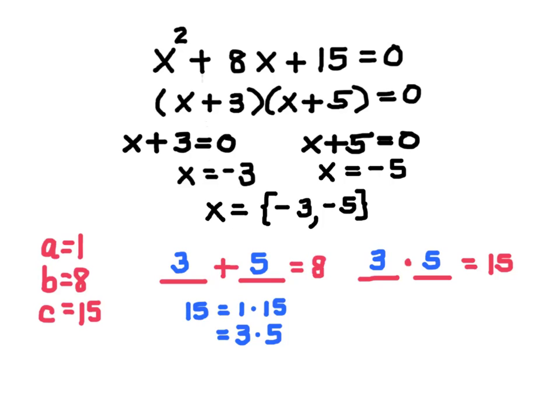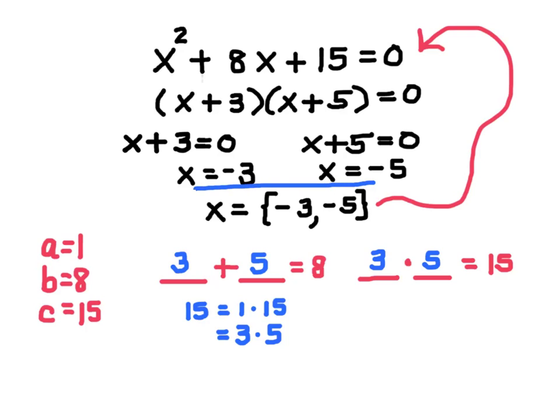We should certainly check our solutions by plugging them back into the original equation, and we will see that when x is equal to negative 3 here and here, the left-hand side is equal to 0, which matches the right. And when x is negative 5 and we plug it in here and here, the left-hand side again is equal to 0, which is what the right-hand side is equal to. So the solution to this equation is x is equal to the set of values negative 3 and negative 5.